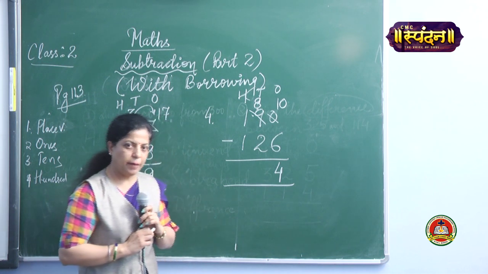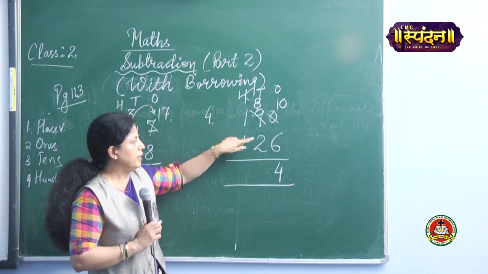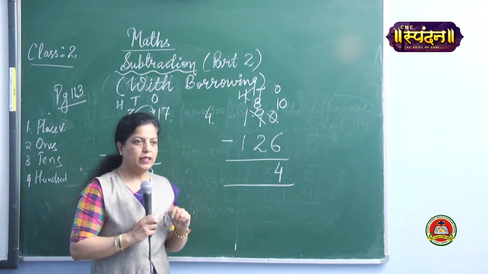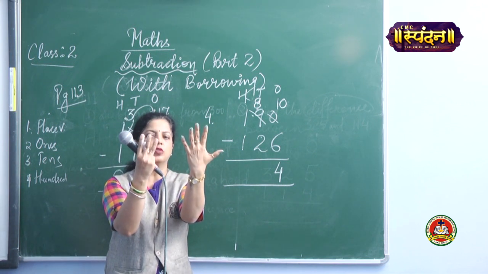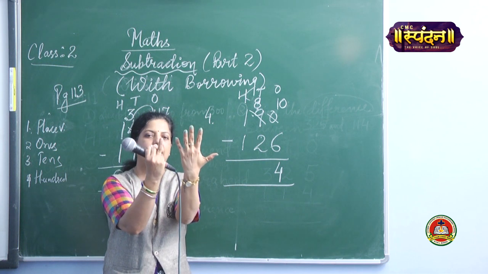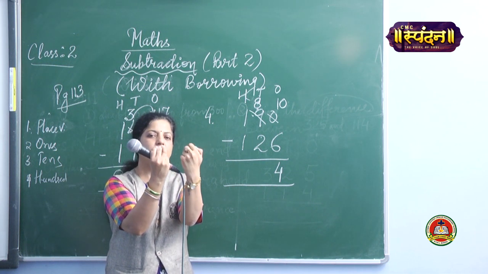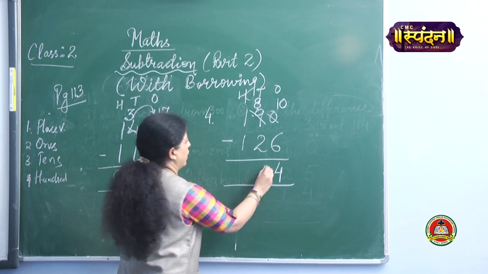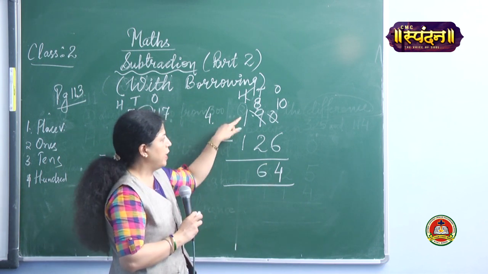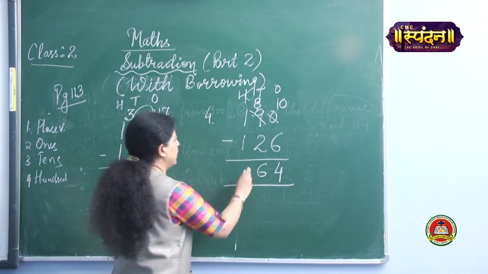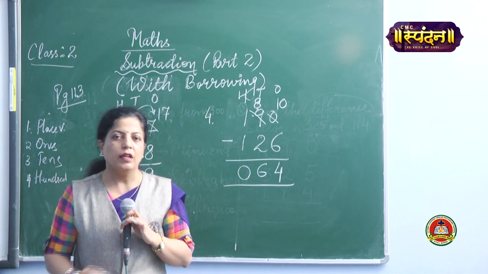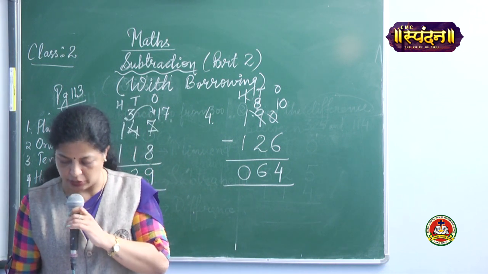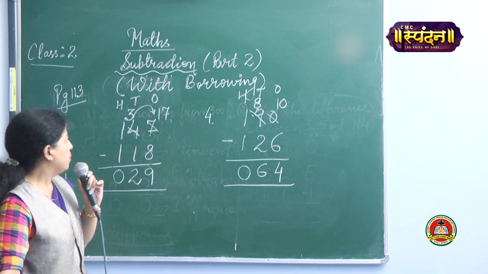Again the next step, 8 minus 2. Fine. I'll show you 8 fingers minus 2. 1, 2. How many are there? 1, 2, 3, 4, 5, 6. Here 6. 1 minus 1. It will be 0. So this way you will solve all the questions given to you on page number 113 by borrowing.